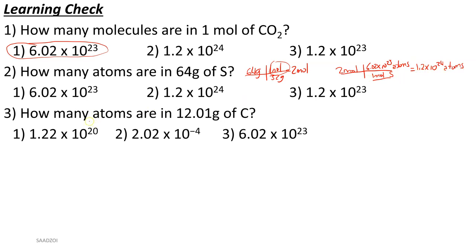And then going to the next one, how many atoms are in 12 grams of carbon? Well, this one's pretty simple. You know that 12 grams equals 1 mole. We could do a T-chart, but you know that's the relationship. So how many atoms are in 1 mole of an element? Well, it's always 6.02 times 10 to the 23rd. That's how you would do it.